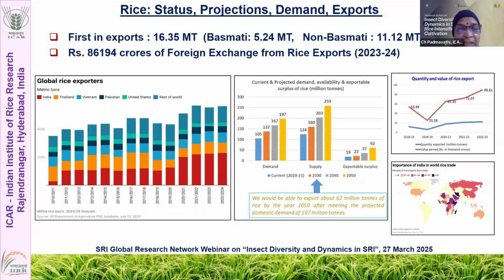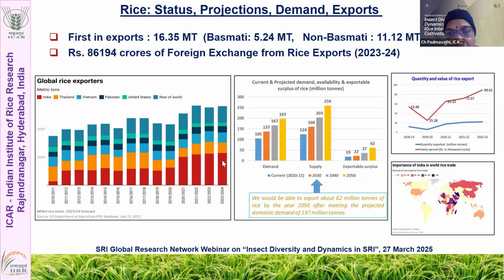Now, if you see the exports, out of 16.35 million tons, basmati is around 5.24 and non-basmati 11.12, which we are exporting, resulting in foreign exchange of 86,194 crores. And this is where India, you can see how the export has increased.